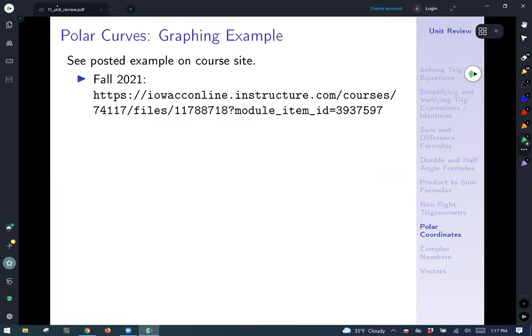Oh, and so these examples take a long time. I'm not going to ask you to do three or four of these, but I guarantee you there's going to be a graphing polar coordinates like process, just like the homework and just like the examples we did in class, on the test.